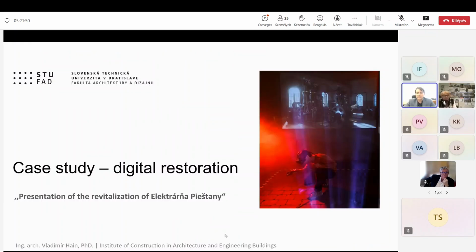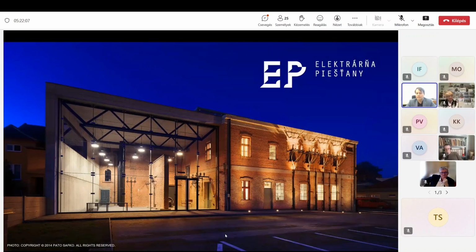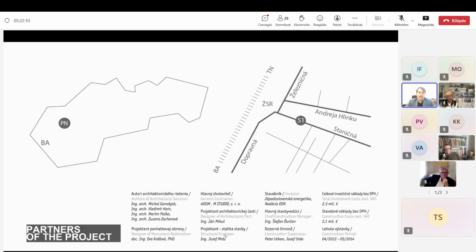And another case study, which was also mentioned by Associate Professor Eva Kralova, is the digital restoration and presentation of the revitalization of Elektrárňa Piešťany. It's a former power plant, reconstructed in 2014, in a city 100 kilometers north of Bratislava. I was one of the authors' team together with Michael Ganobiak, Martin Paško, and Zuzana Zacharova from Design Factory.